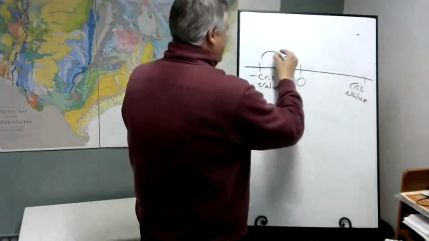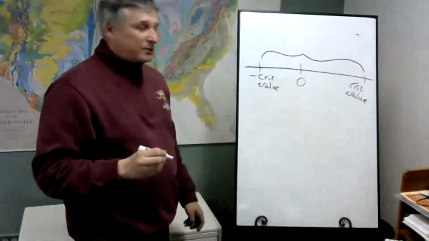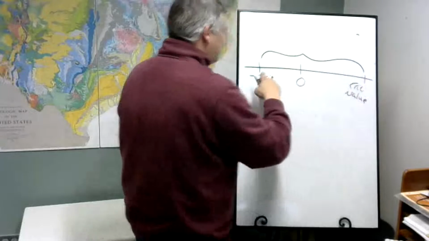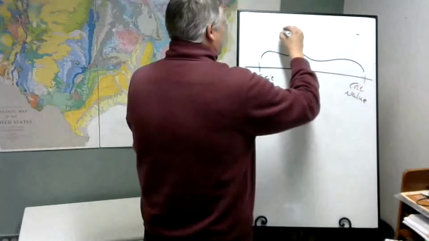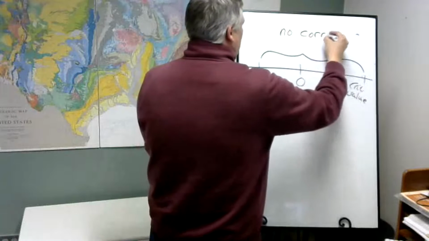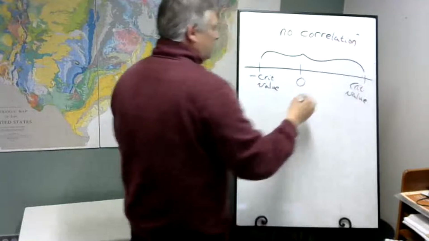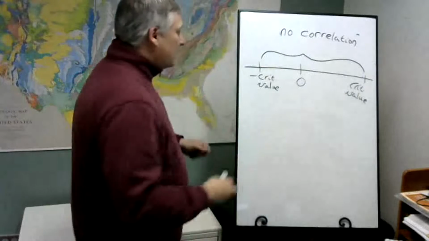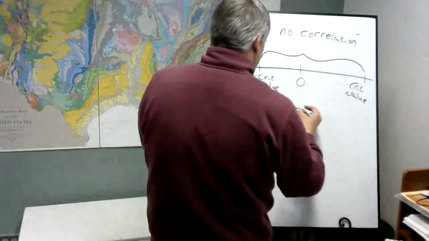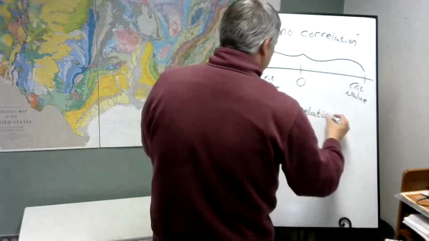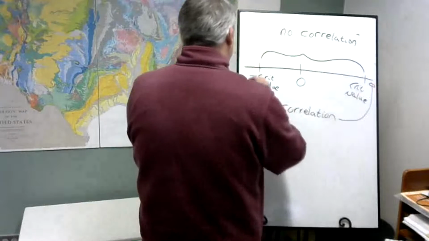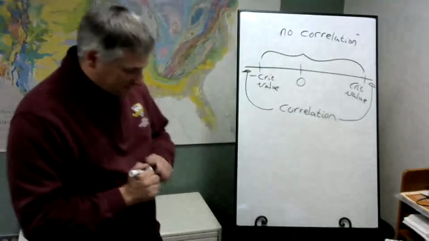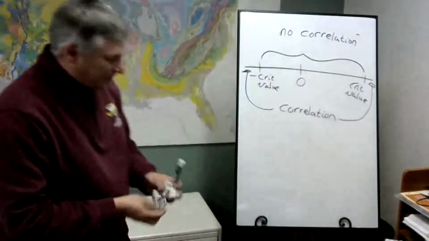If our R value, now that's the thing we get from the computer, we get the R value from the computer. If our R value is somewhere between the critical value and the negative version, then there's no correlation. If it's too close to 0, in other words, this region close to 0, no correlation. But if our R value is above the critical value or below the negative critical value, then we have correlation. So let me do an example here, do a couple.